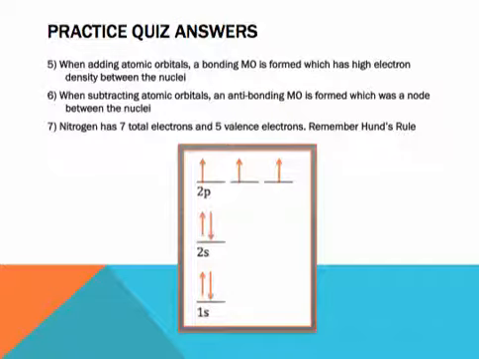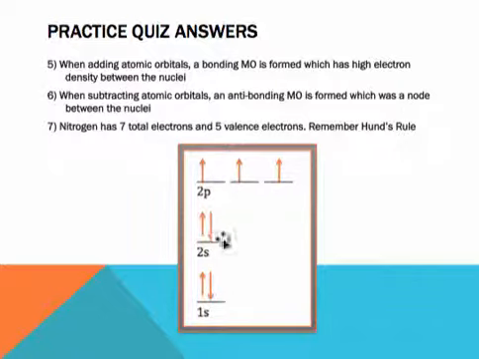nuclei. And so number 6 was asking, what kind of MO is formed when subtracting atomic orbitals? And so when you subtract them, an anti-bonding MO is formed, which is opposite of bonding MO. And so for anti-bonding, a node is formed between the nuclei, and a node just means that there is 0 electron density there. Number 7 asks, to fill in the atomic energy level diagram for a nitrogen atom.